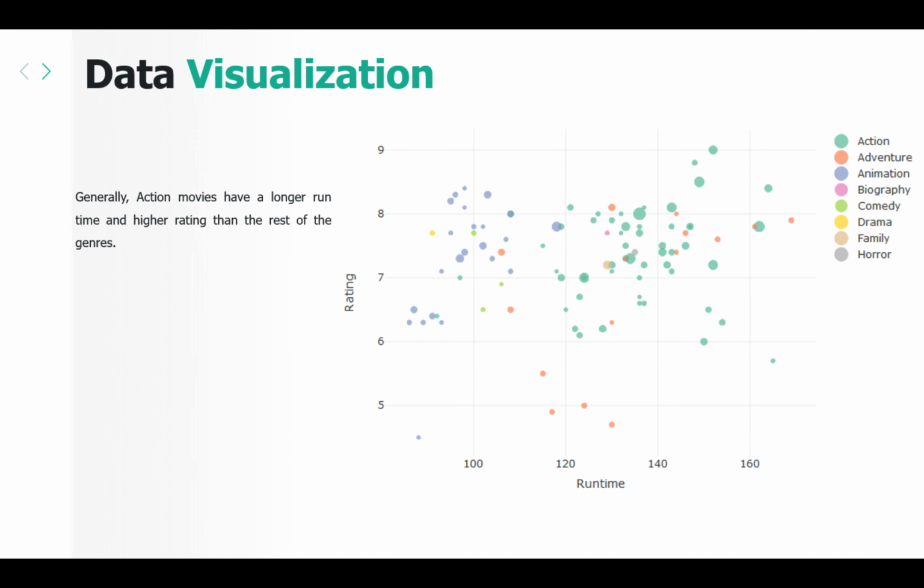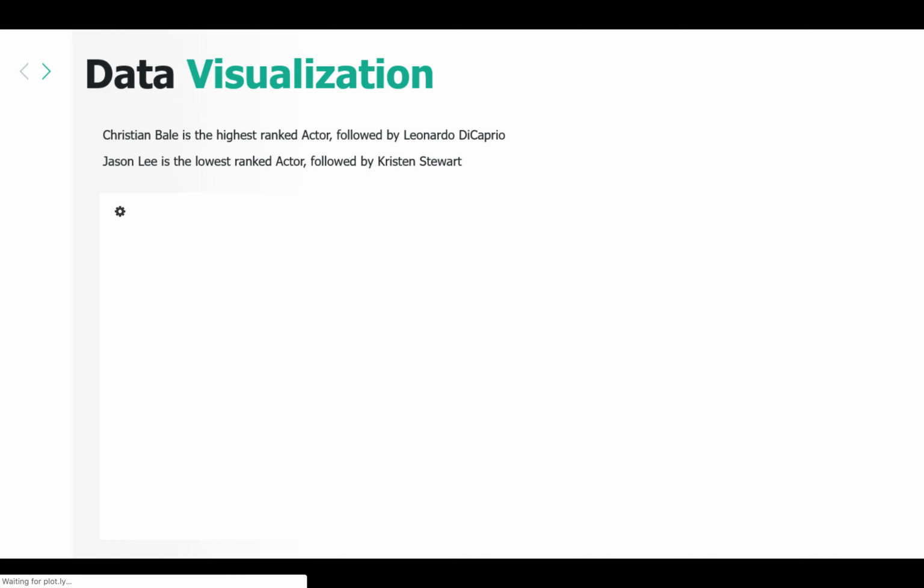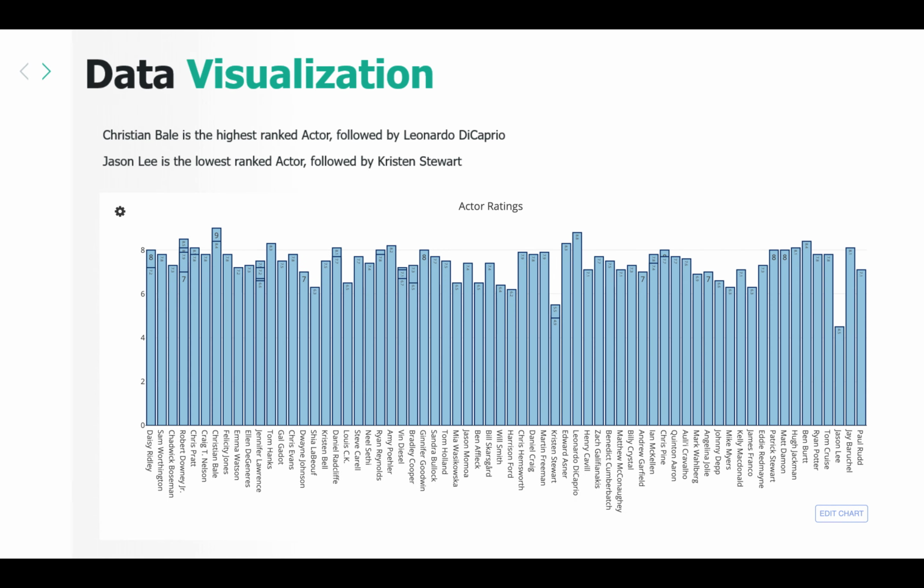So getting into more detail, looking at actor ratings by movies. We see that Christian Bale is the highest ranked actor, followed by Leonardo DiCaprio. And moving down to the lower end of the scale, we see Jason Lee is the lowest ranked actor, followed by Kristen Stewart. On this plot, you can also see on the bars that some actors are in more than one movie, so you see multiple ratings per actor. That's also labeled on the plots.